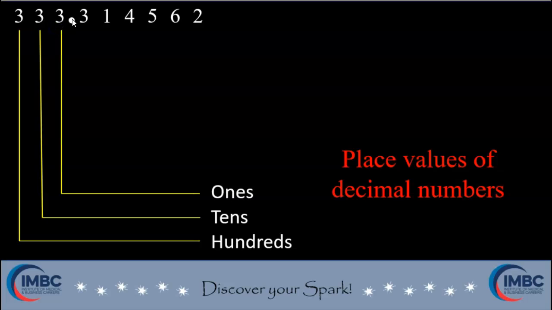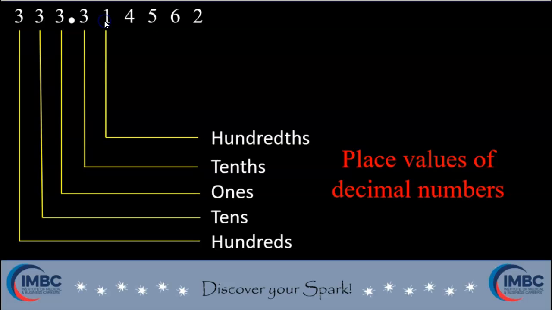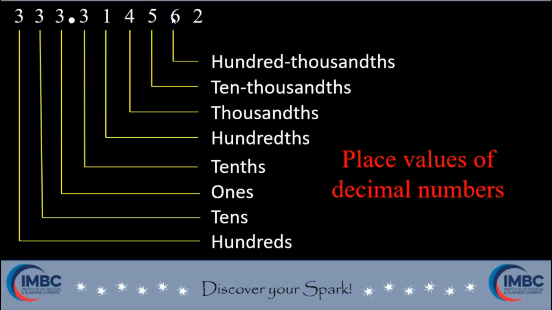So now we have the decimal. Anything to the right of the decimal, that's a number that is less than 1. So closest to the decimal, that's our tenths. Then we have hundredths, thousandths, ten-thousandths, hundred-thousandths, and millionths. So again, tenths, hundredths, thousandths, ten-thousandths, hundred-thousandths, and millionths.